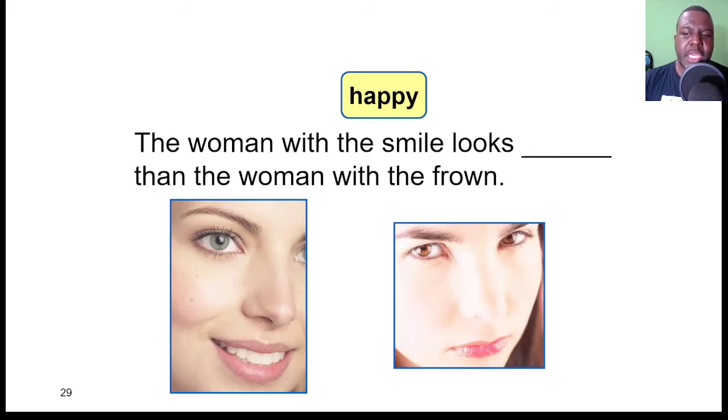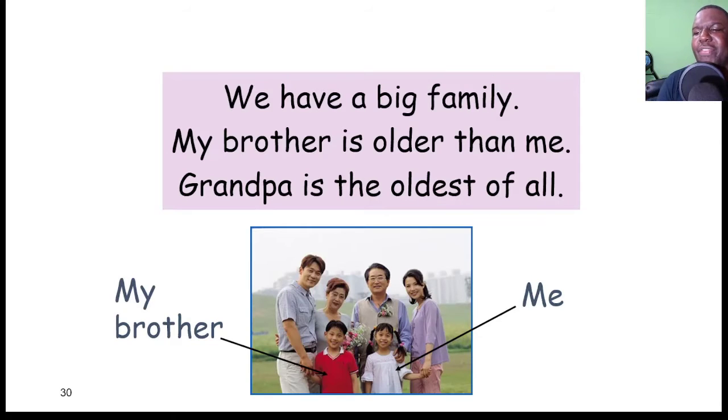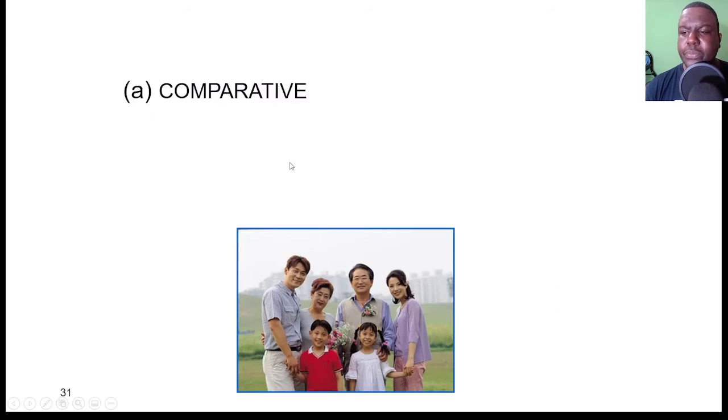Happy. We have happy. The woman with the smile looks so more happy. Are you sure? No, happier than the woman with the frown. Okay, cool. So guys, we have a big family. My brother is older than me, but my grandpa is the oldest of all. So my brother is young, and I am young. According to the girl, the grandpa is the oldest.